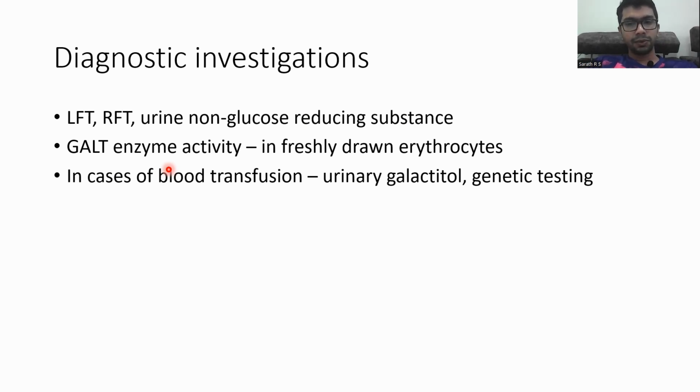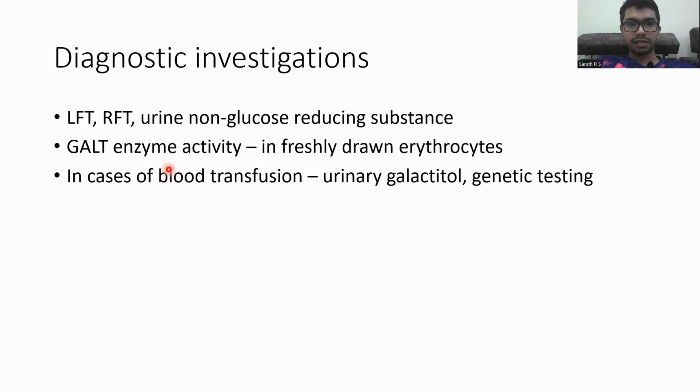Remember, urine non-glucose reducing substance, that is, we are targeting galactose, it can become negative once we start IV fluids. When we admit a child in crisis suspecting galactosemia, we will keep the child NPO, that is nil per oral, because the child may be in shock or metabolic crisis. At that time, since we are giving glucose through IV fluids, galactose levels can come down rapidly, and urine non-glucose reducing substance can come as negative.